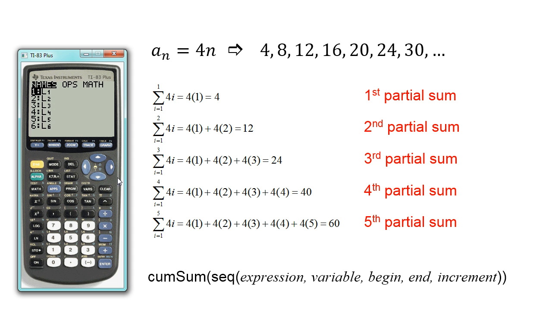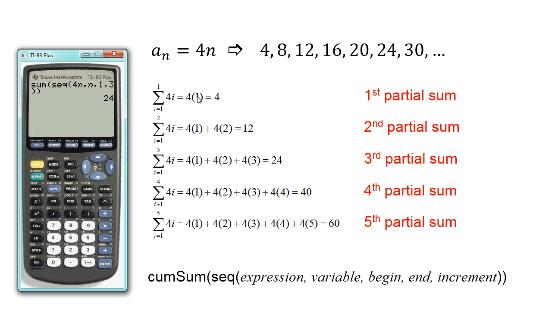Now, if I want to find, let's say, the third partial sum, then I would go second list ops, over to math and choose the sum. Then I would go second list ops, pick the sequence. Then I'm going to put the rule in, since I don't have it entered into my y equals screen. I'll just say 4n, comma, my variable is n, comma, and I want to add the first 3 terms, so 1 to 3. Close my parentheses, and I get 24 because the third partial sum is 24.